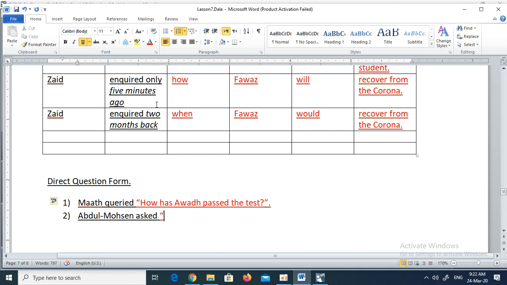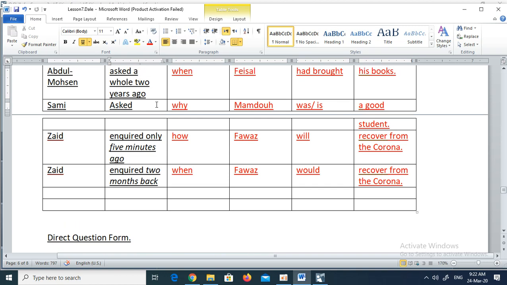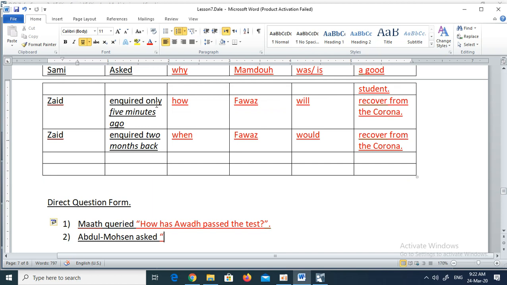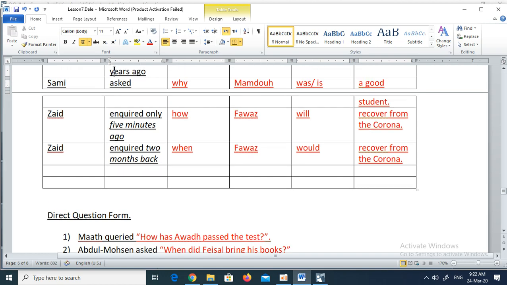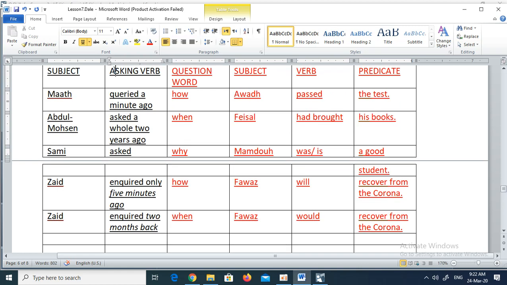And again, we would open inverted commas to tell you that this is now direct speech. And the question that Abdul Mohsen actually asked 2 years ago would have been, when did Faisal bring his books? And again, it would have a question mark because it is a question in the original direct speech.